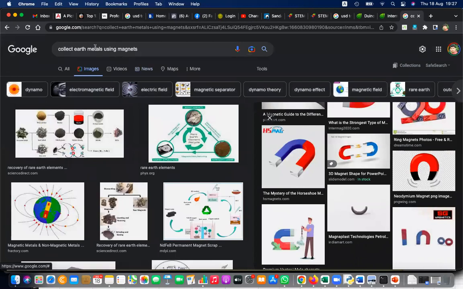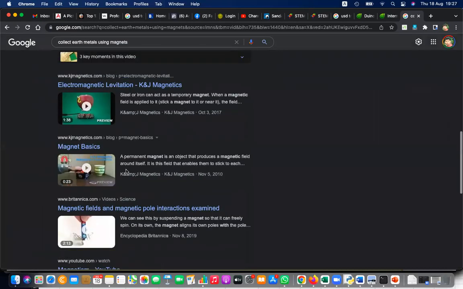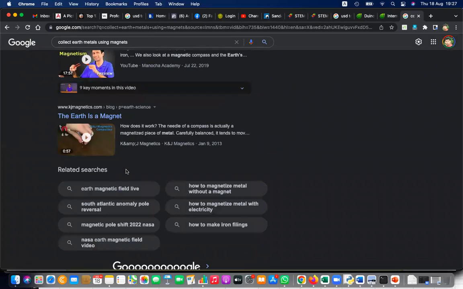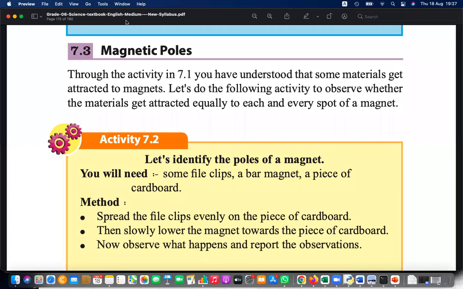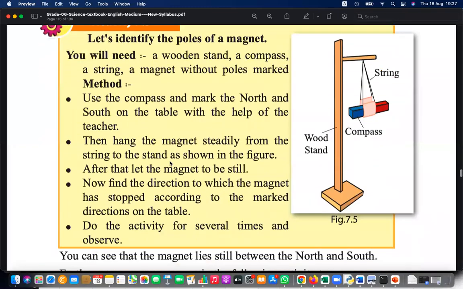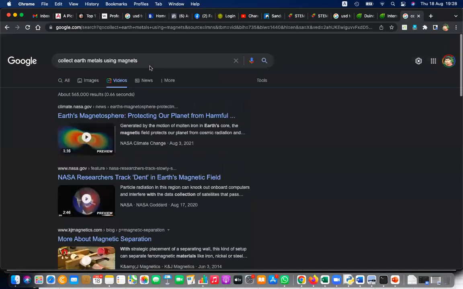What you need to do is, first, you need to cover the magnet using a piece of paper. You can cover the magnet. Let me show that, it is not there in the book. Anyway, I'll explain the process. I was searching why it is not there.